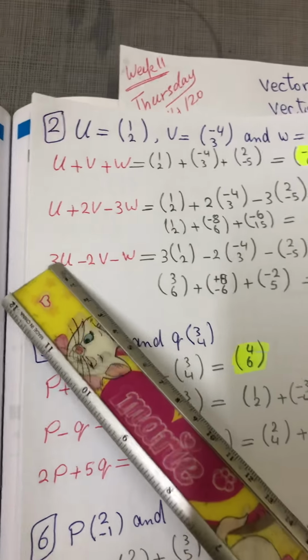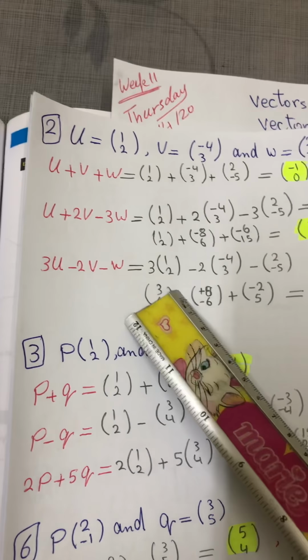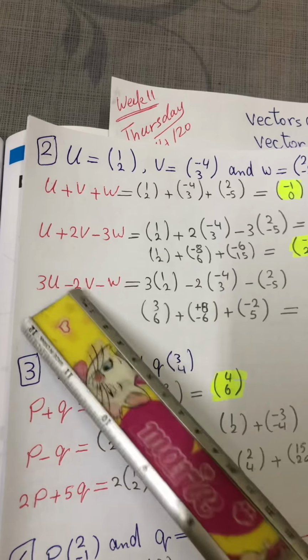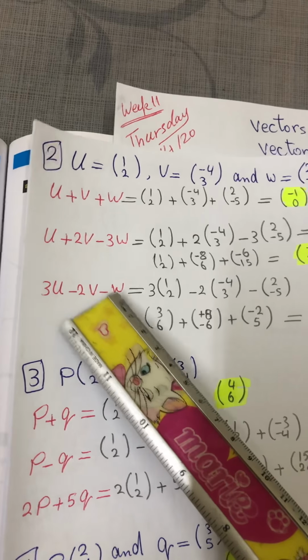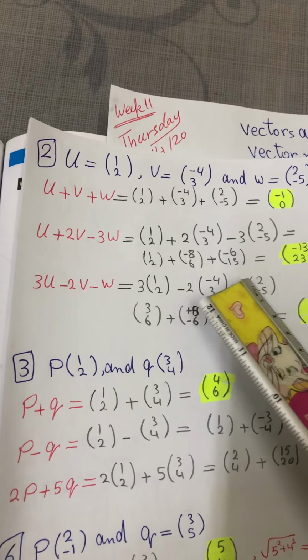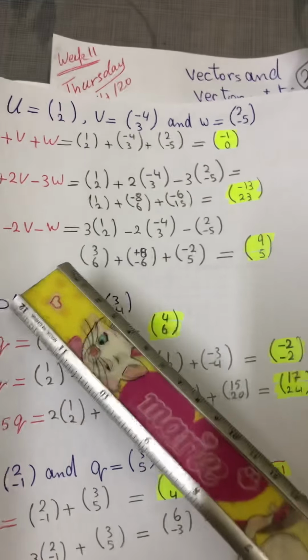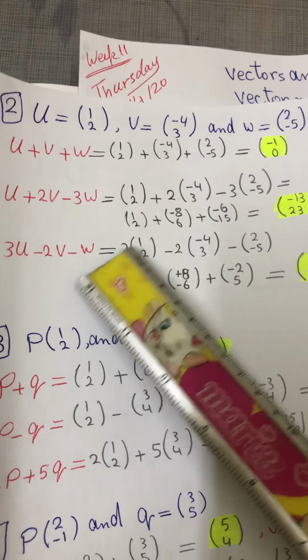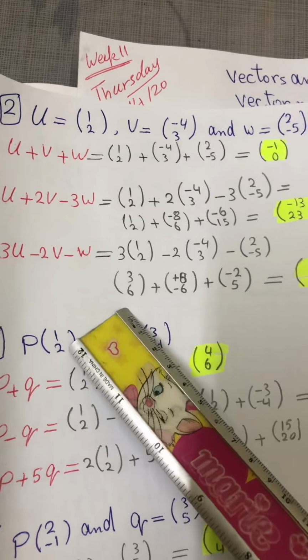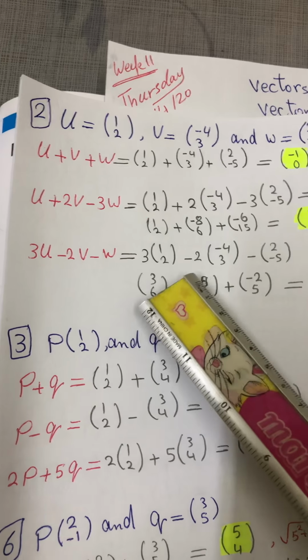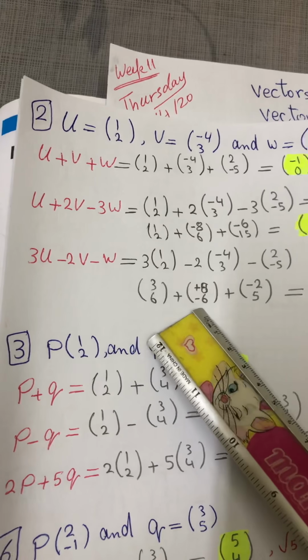And here 3U, I'll take 3 multiply 1, 2. Negative 2 multiply V, negative 4, 3. Negative 1Y, that's to say negative 1 multiplied by 2 over negative 2, negative 5. Okay, let's multiply first. 3 multiply 1 equal 3. 3 multiply 2 equal 6. Negative 2 multiply negative 4 equal positive 8. Negative 2 multiply 3 equal negative 6.